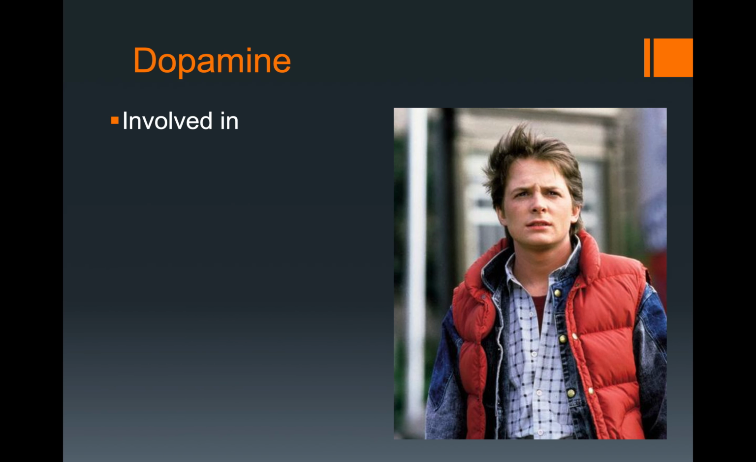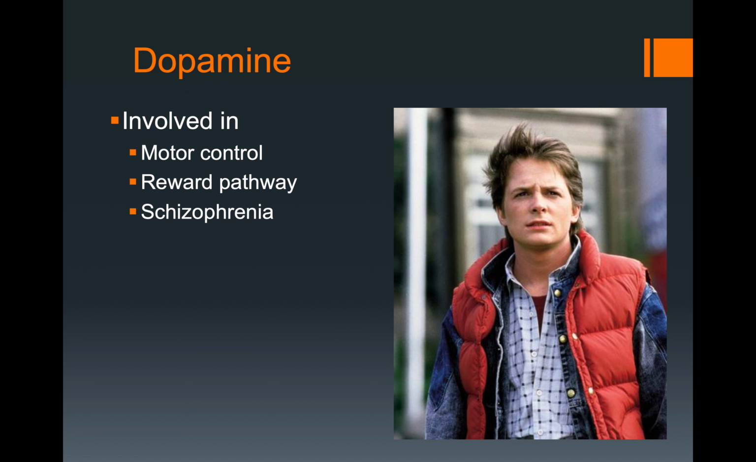Dopamine is involved in a wide variety of things, so smooth motor control. Again, degeneration of some dopamine-releasing neurons is Parkinson's disease, which is why we have Michael J. Fox here. It's involved in the reward pathway, which I will get to in more detail in a little bit. It's also involved in schizophrenia. High levels of dopamine activity in certain regions of the brain seem to be what causes schizophrenia symptoms.